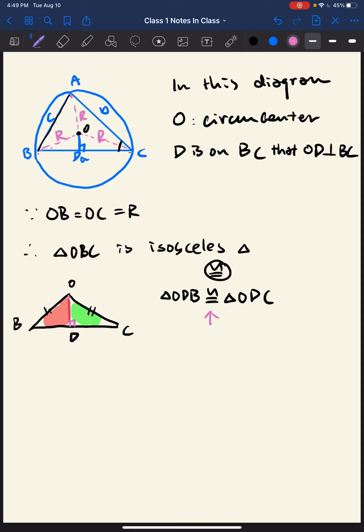Just a note, this sign means that the two triangles have exactly the same size and same shape.